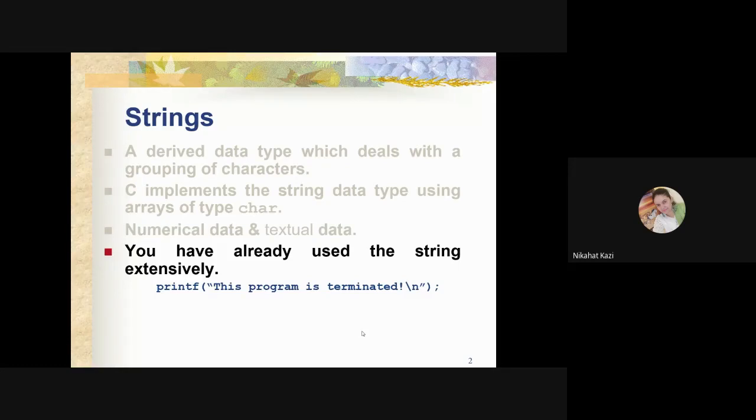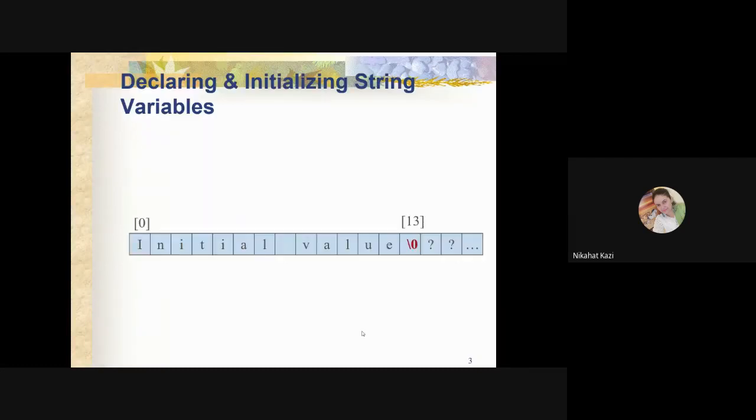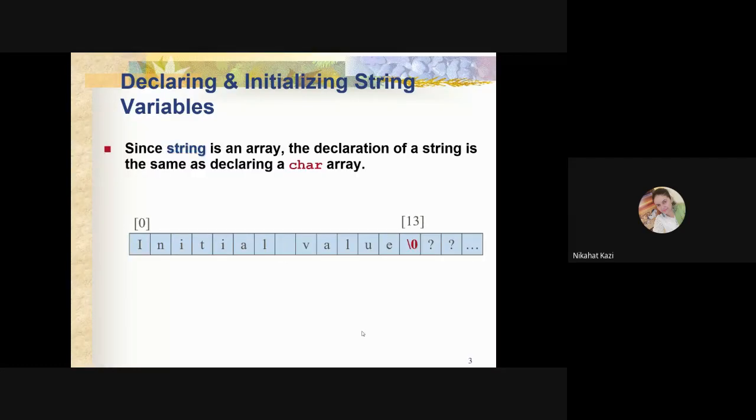You already have used strings while printing messages in the printf, right? Whatever comes in double quotes, so far you know that whatever comes inside a pair of double quotes is a string. Okay, so now how do you actually declare this string? It is how you declare a character array.